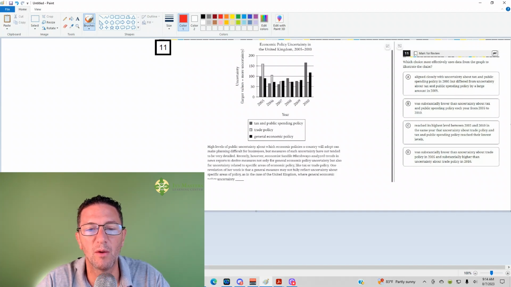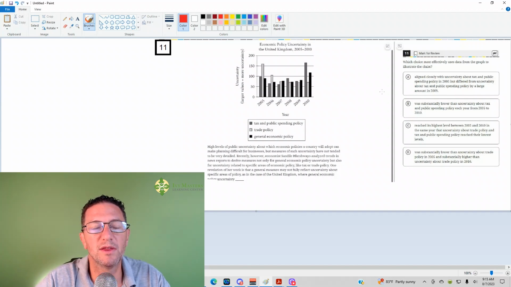Now, when I see that, what I'm looking for is the differences between general economic policy and the other measures. So in 2005, you can see there's a big difference between tax and public spending and general economic policy. There's a pretty big difference in 2006 as well. It's more in line in 2007 and 2009 than the other years. Trade policy is higher. And then we see a relatively big difference in 2010, tax and public policy being much bigger. And to finish the sentence, as in the case of the United Kingdom, where general economic policy uncertainty blank.